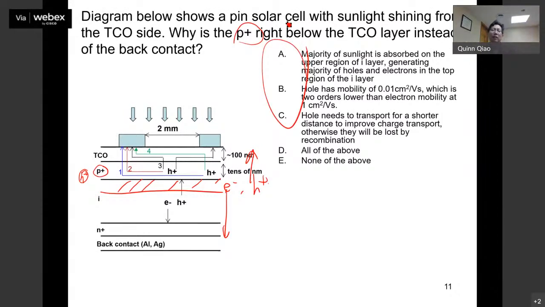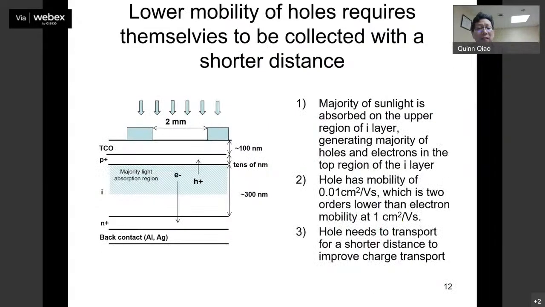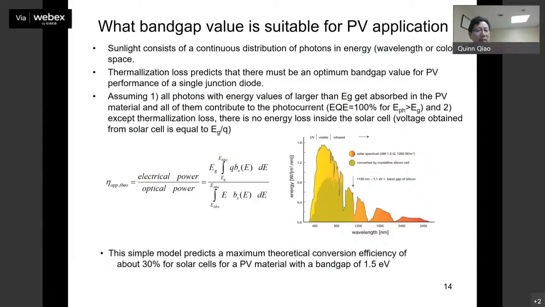I'm just trying to give you a very quick concept here, and you can read the question and figure this out by yourself. I think this actually explains what's going on: why the hole goes to the top, because the hole has a lower mobility. Hole mobility is typically about 0.01, and the electron mobility can be 100 times bigger, especially for thin film materials. And then the next thing you see will be the band gap.